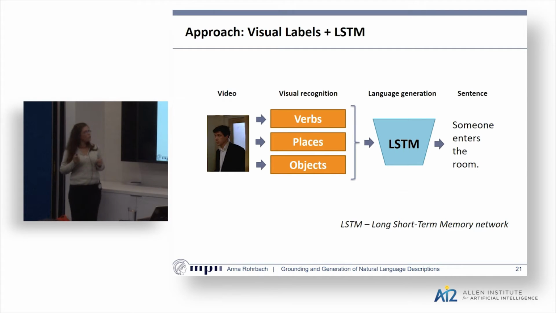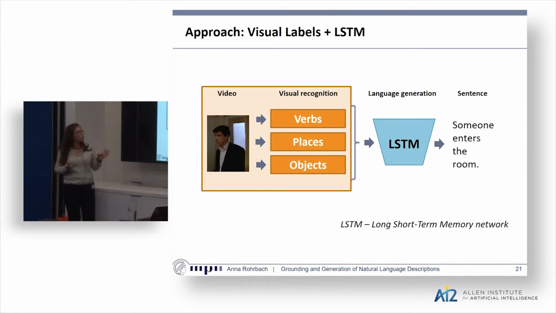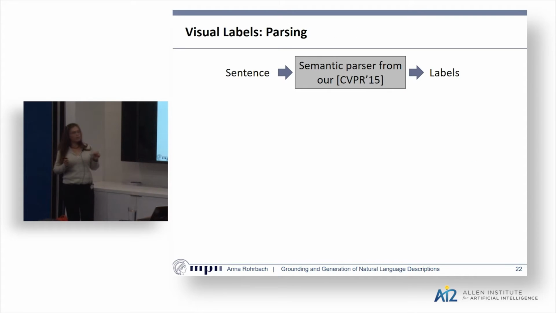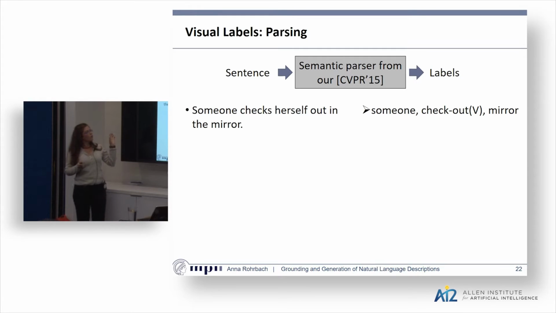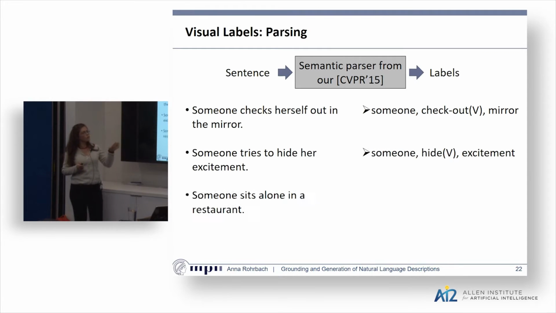So let's focus on the first part of the pipeline, the visual classifiers part. We started off with a similar idea to what we had in our CVPR work. We have a sentence. We want to extract the labels directly from the sentence. So we used our semantic parser from our prior work, which is able to get certain word chunks from the sentences and come up with the labels as shown.